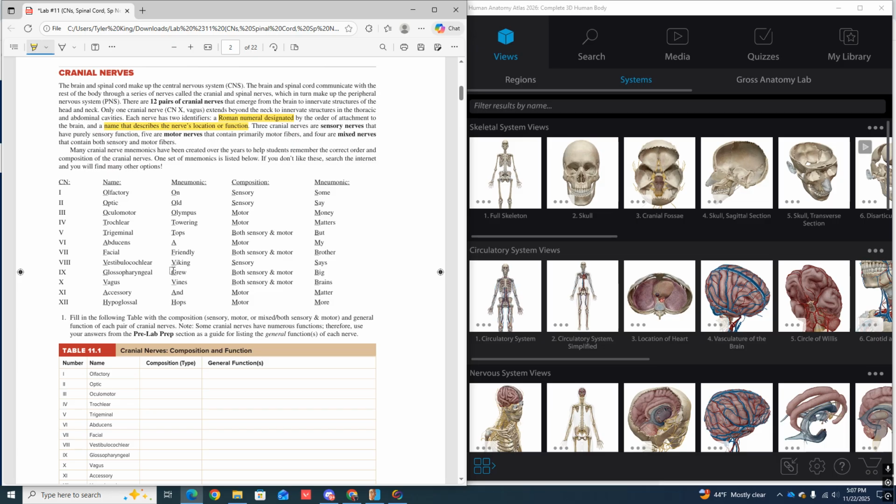Composition is basically the exact same thing, except now you have the composition. So is it sensory, is it motor, or is it both? Okay. S, M, and B. If it's S, it's sensory. If it's M, it's motor. If it's B, it does both those functions. Okay. So that's what those are.